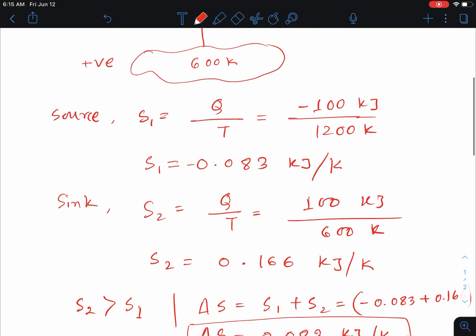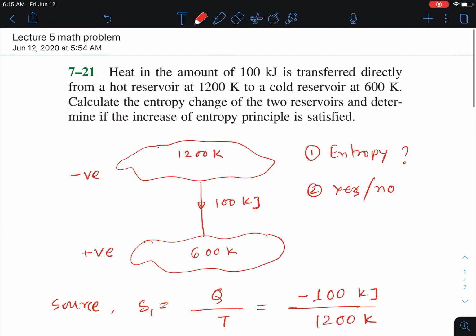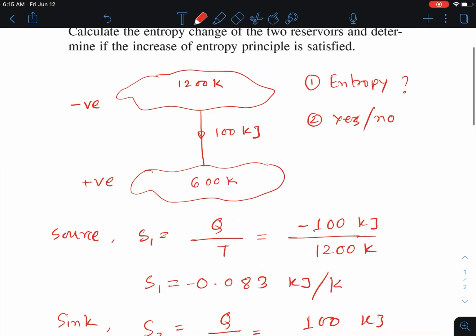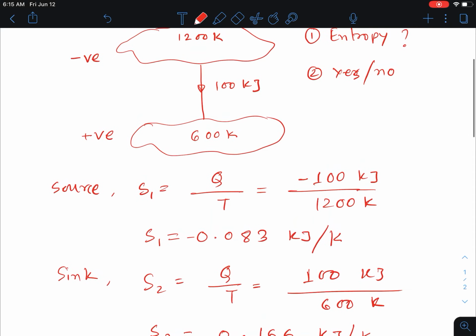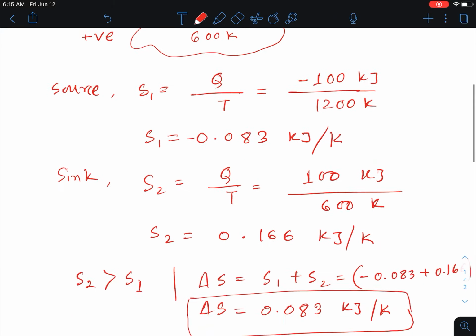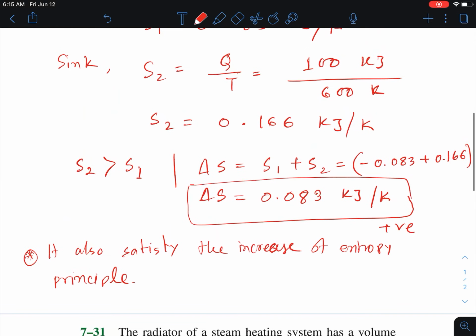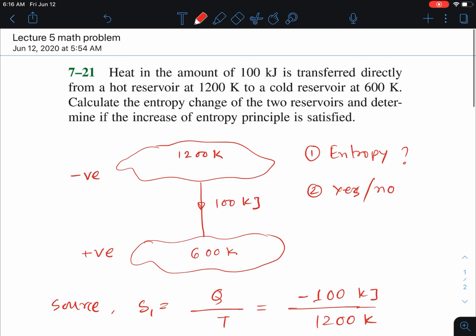This problem is based on the topic that we discussed in the previous class: the entropy of a system increases if it works between two thermal reservoirs. Or it could be equal to 0, but it's not possible for it to be negative, that the entropy of the system will decrease. So that's problem 7.21.